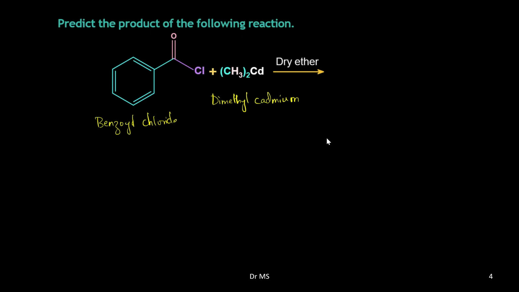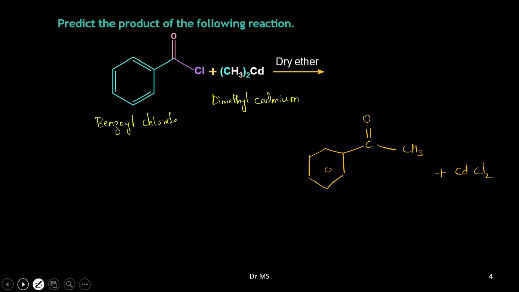Okay. So see here, the benzoyl chloride will react with the dimethyl cadmium in the presence of dry ether. It will be giving the benzene with C double bond O CH3 plus cadmium chloride. I'll tell you how the mechanism will happen. Okay, so just remember here, it will form, what is this? What is this?